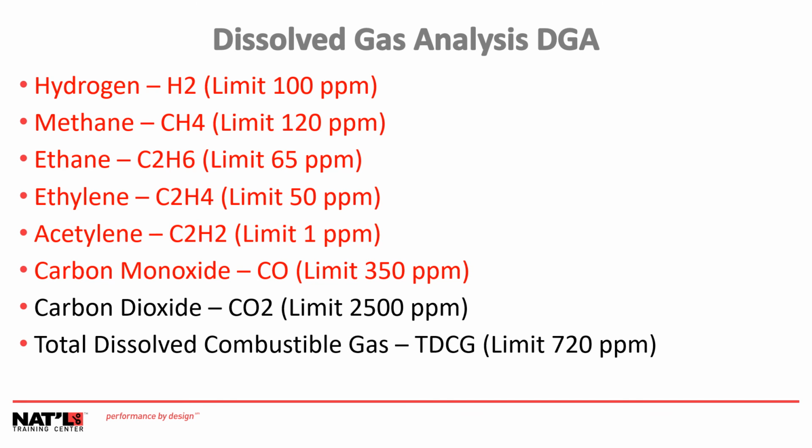TDCG below this level indicates the transformer is operating satisfactorily. Any individual combustible gas exceeding specified levels should have prompt additional investigation, and that investigation will vary. Again, we refer back to our IEEE standard for proposed actions.